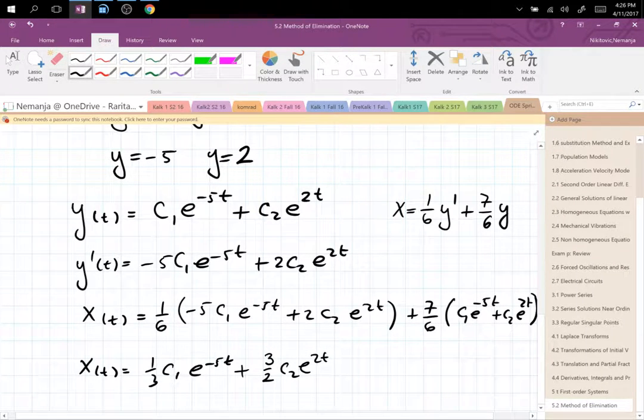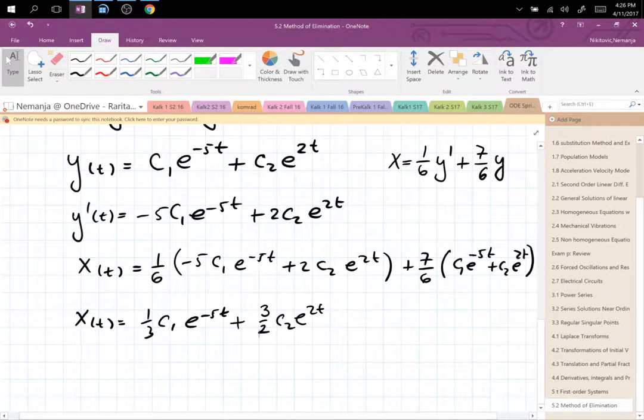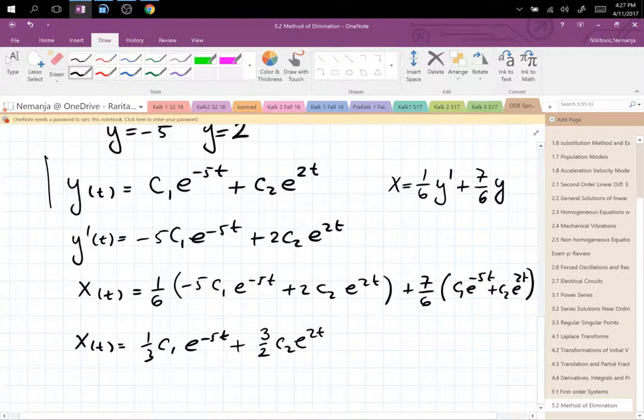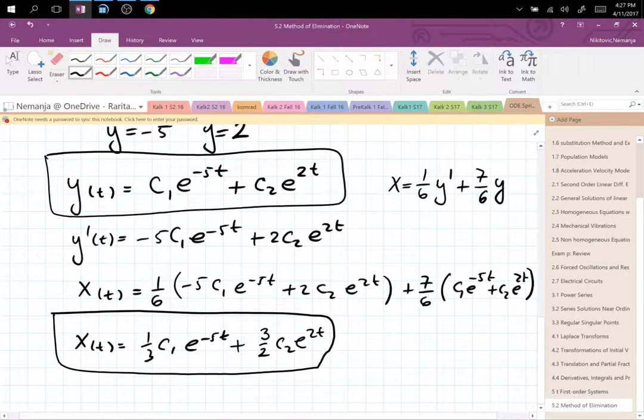And if I had my tada special effect, I would use it about now. So now I have my solution for y of t and x of t. That's the general solution. And then if we have initial conditions, we just plug that in real quick and come up with the particular solution. Because why not?